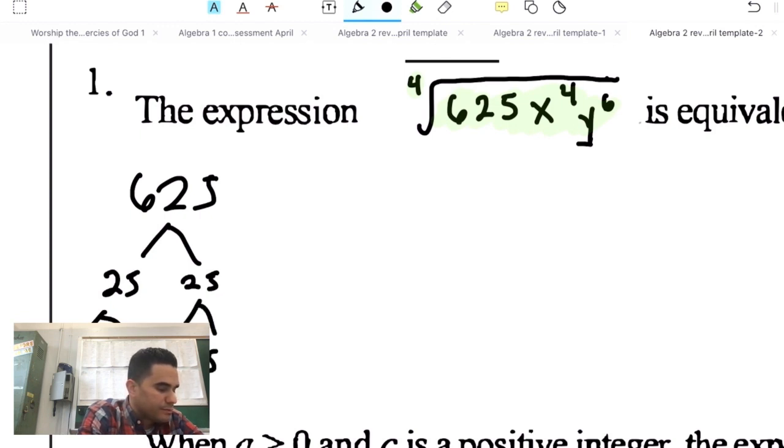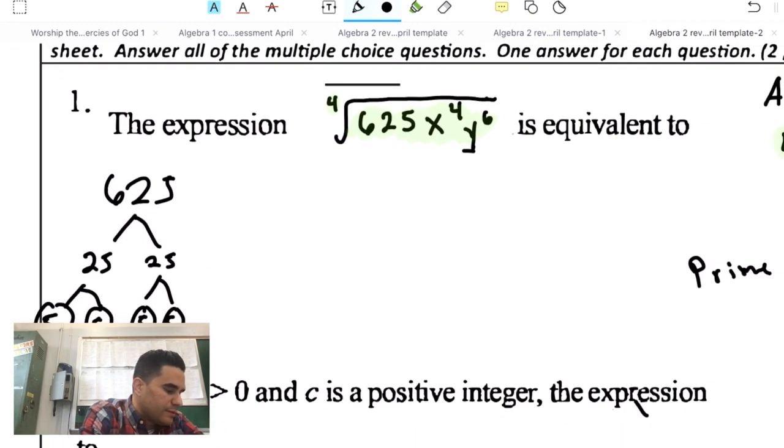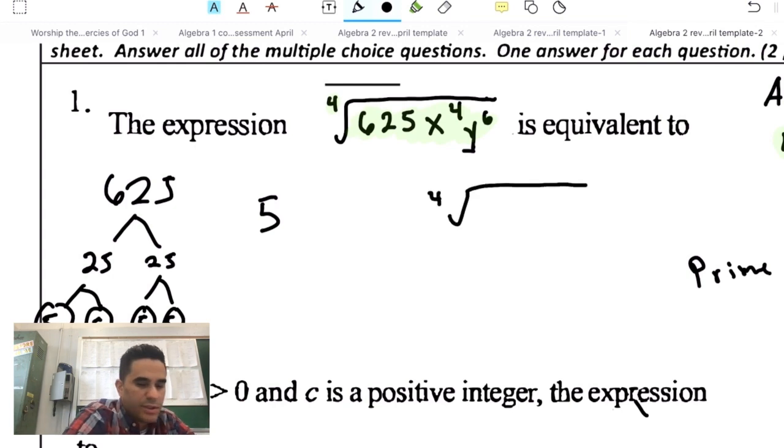So we see that the prime factorization of 625 is 5 to the 4th. There's multiple multiplications. 5 is being multiplied by itself 4 times, so therefore the 5 is going to come out of the radical. So we put the 5 outside, and then we have to determine what's going to stay inside.